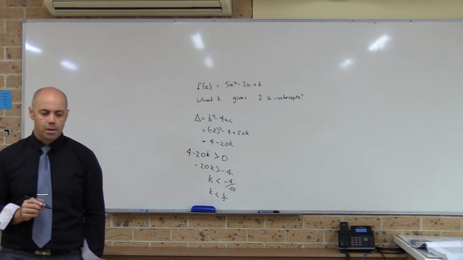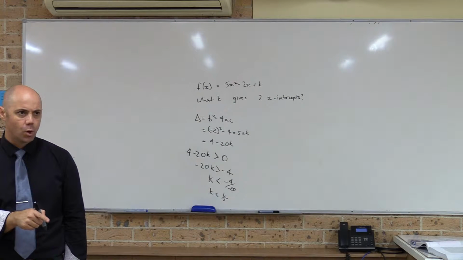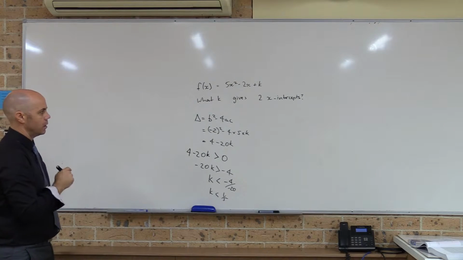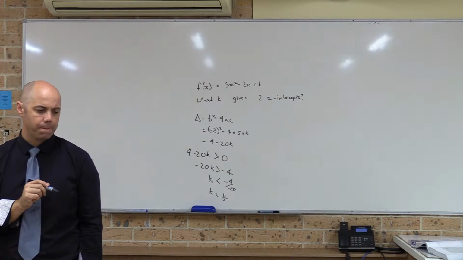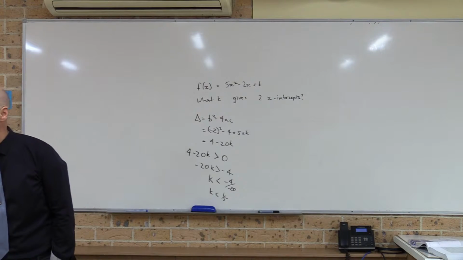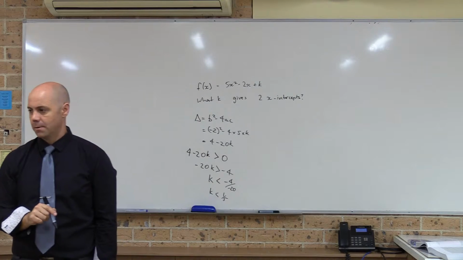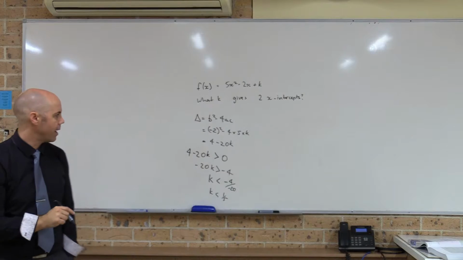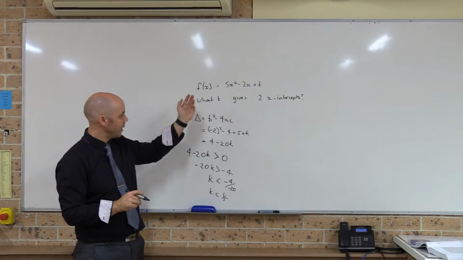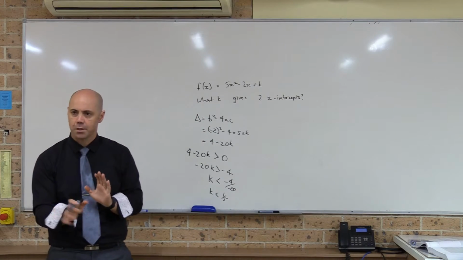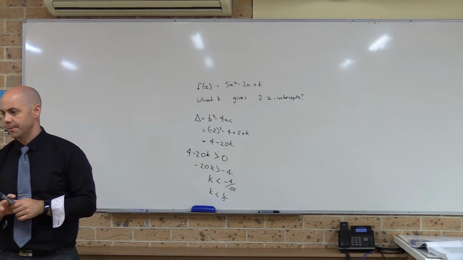So in this example, any value of k that is less than 1/5 will give this function 2 x-intercepts. And conversely, any value of k that is more than 1/5 would give it no x-intercepts. So we could have k equal to 0, and it'll have 2 x-intercepts. Or k equal to negative 1, or negative 5, or negative 10, we'll have 2 x-intercepts. If k was positive 3, it would have no x-intercepts.